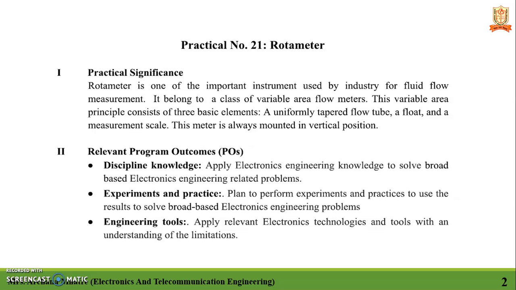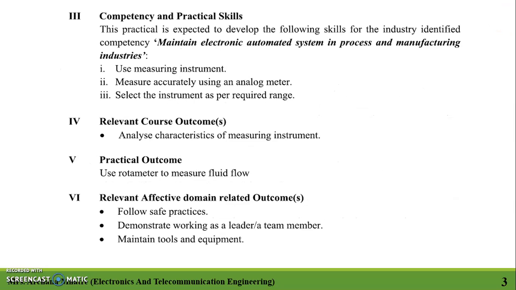Relevant program outcomes are discipline knowledge, experiment and practice, and engineering tools. The competency and practical skill is to maintain the electronic automated system in process and manufacturing industry. Use measuring instruments, measure accurately using an analog meter, and select the instrument as per the required range.